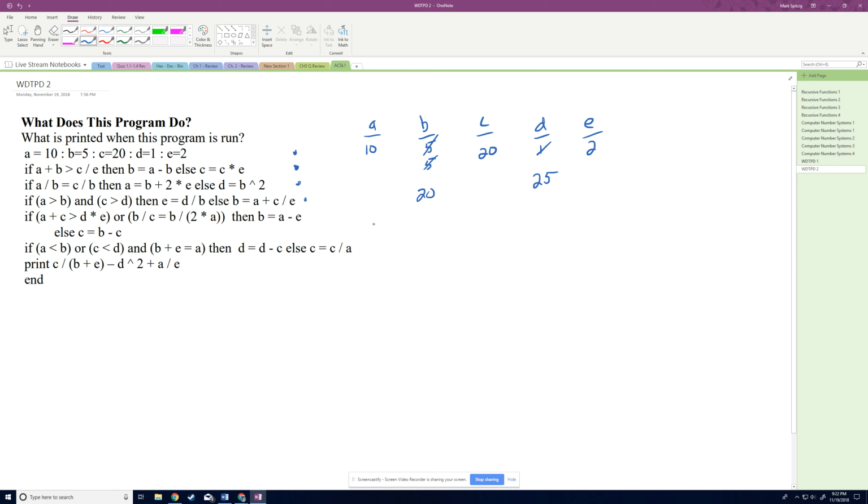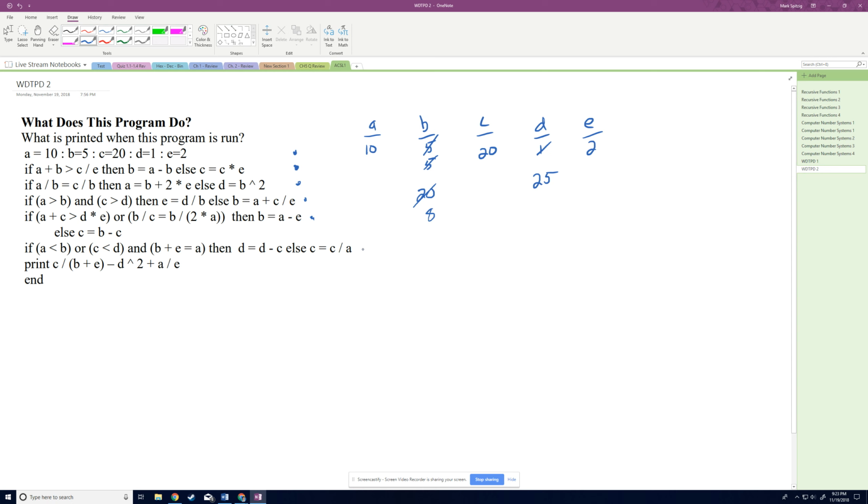Okay. All right. A couple more steps. If A plus C is greater than D times E, so A plus C is 30. If that's greater than D times E, which is 50, so that's not. Okay, so let's check the second part of that or. So if B divided by C, so that's going to be 1, is equal to B divided by 2 times A. So 2 times A is 20, so that is true, right? 20 divided by 20 equals 20 divided by 20. So then we're going to do the second part, or we're going to do the then and not the else. So we're going to change B or set the value of B to A minus E. So A minus E is 8.